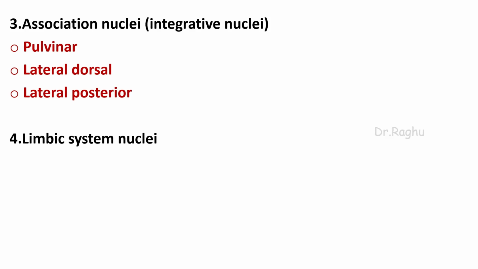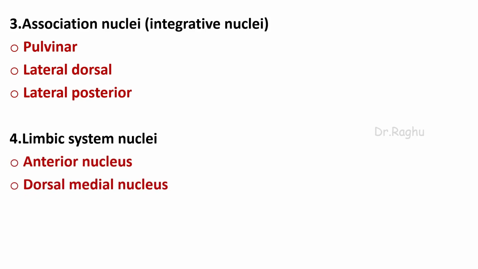And the last group is called the limbic system nuclei. These are the nuclei which have connections with the limbic system. Under this we have the anterior nucleus and we also have the dorsal medial nucleus. So this was the anatomical and the physiological classification of the nuclei.